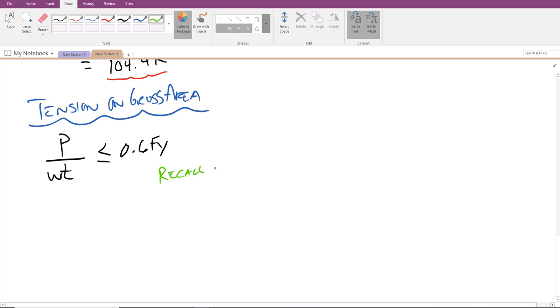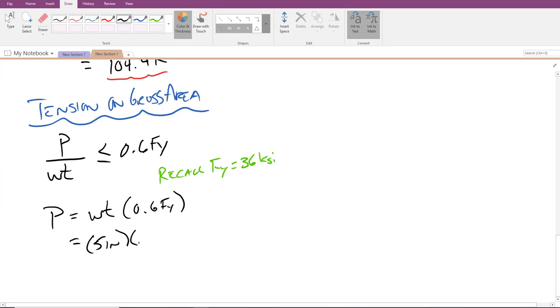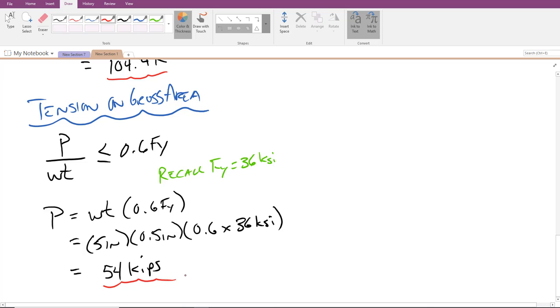Recall that the yield stress for 36 KSI steel is 36 KSI. Rearrange our equation, solve for the point load, and we've got, just rearrange that so you can see that there. 5 inch width, a 1/2 inch thickness, 60% of 36 KSI. Run that through our calculator, and we've got 54 kips. Now there isn't a table to simplify this part of the process, and so you've actually got to use the equation to get the allowable load for tension on the gross area.